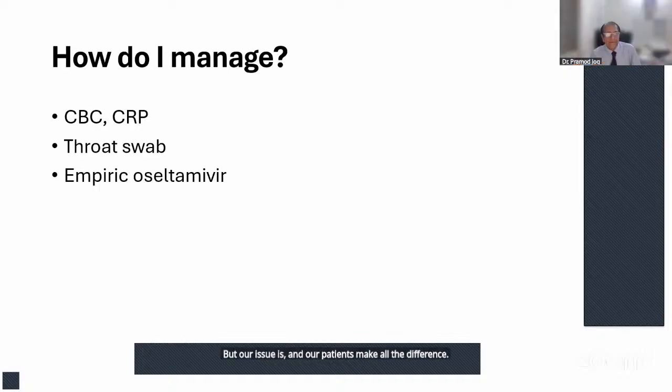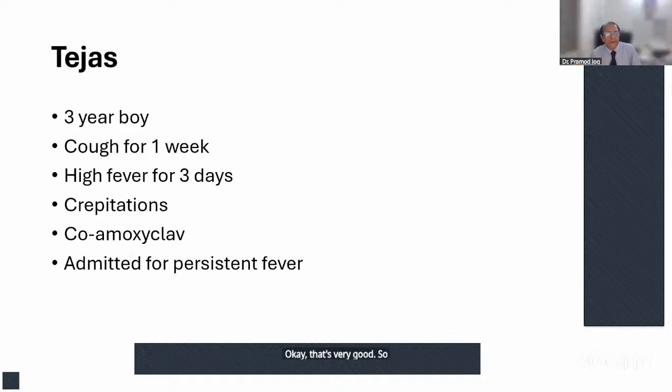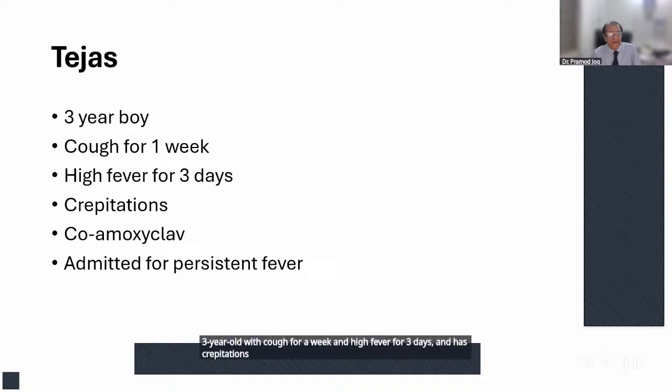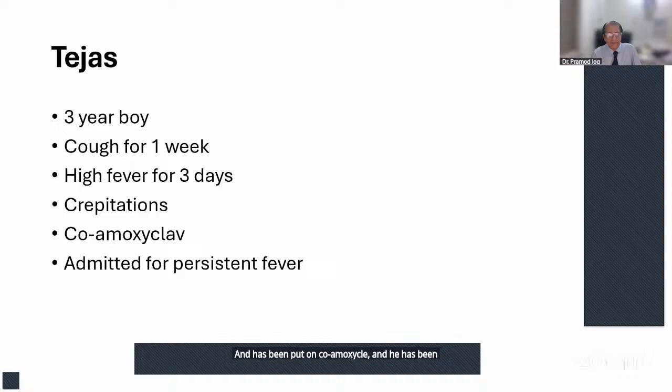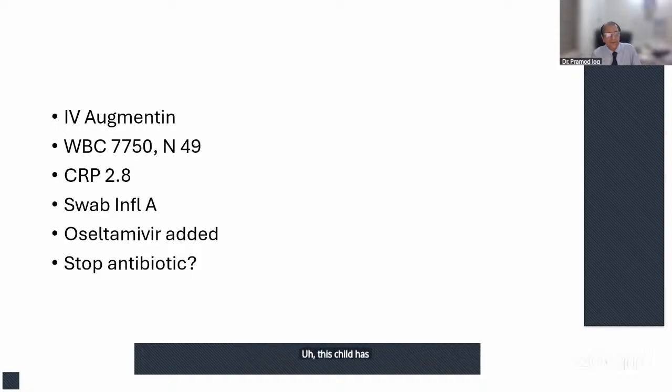Okay, that's very good. There's another child, 3 years old, with cough for a week and high fever for 3 days, who has crepitations and has been put on co-amoxiclav, and has been admitted for persistent fever. This child has been put on IV amoxiclav, and the hematological parameters are almost normal, but the throat swab shows influenza A, and oseltamivir has been added.